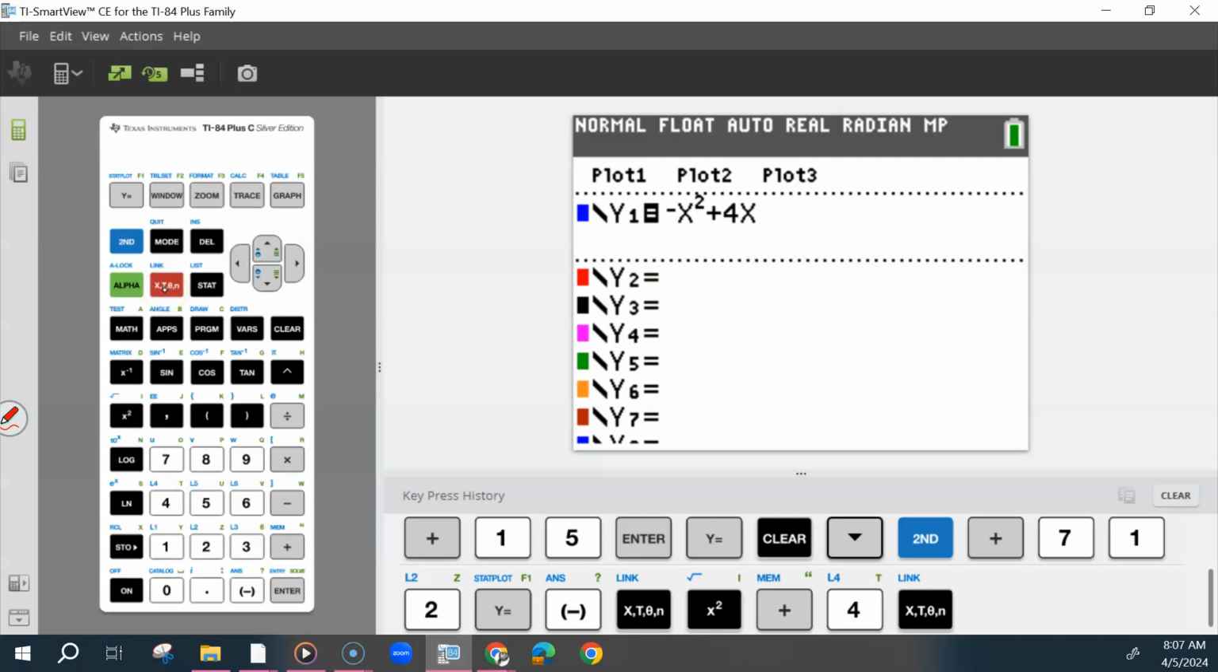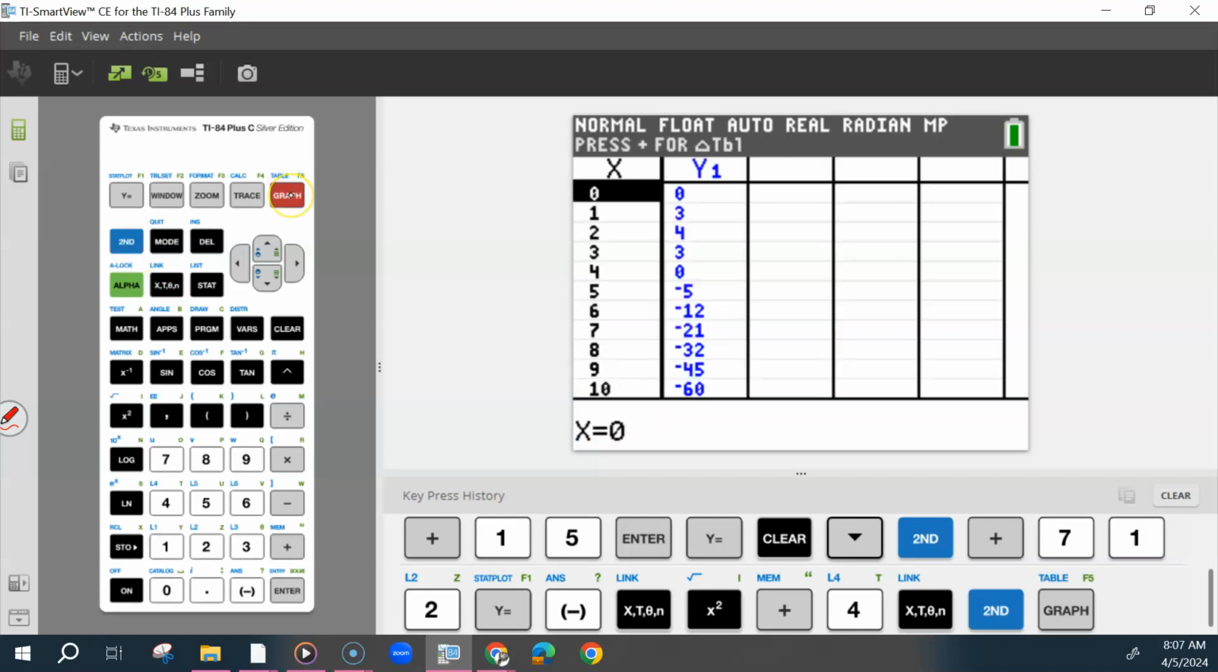In y equals, type in -x squared plus 4x. And then go into the table, second graph. And when you go into the table, as you're looking at your y values, they're going to start repeating. And as they start repeating, you're going to find the point in the middle. What would that point be? 2, 4. That's your vertex. So that's how you could check yourself in the calculator.